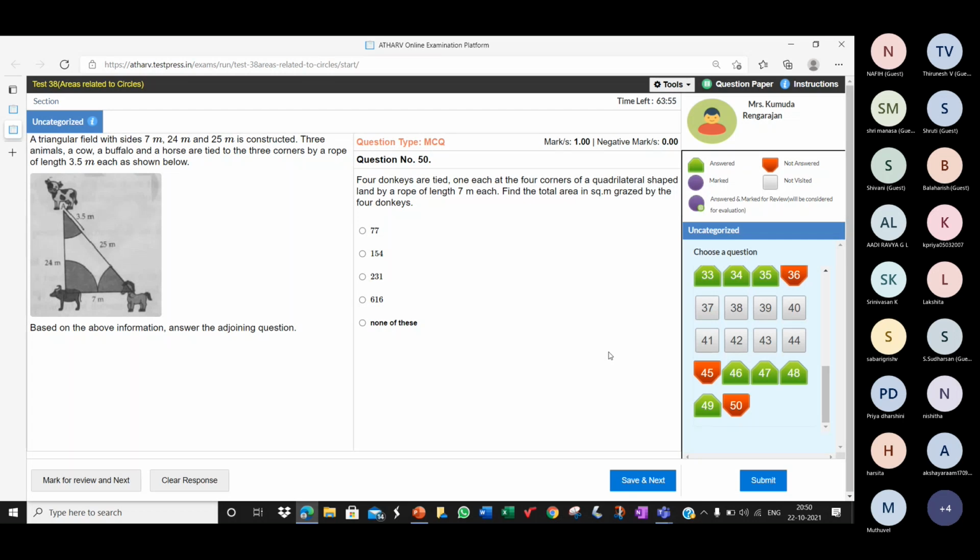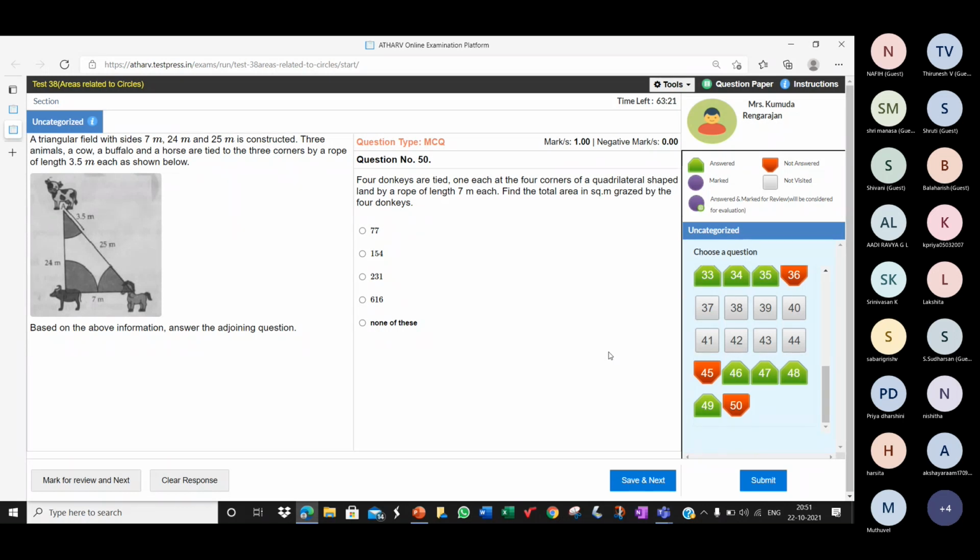So the total area that will be grazed by the four donkeys will be angle A by 360 into pi r square plus angle B by 360 into pi r square plus angle C by 360 into pi r square plus angle D by 360 into pi r square. Somebody else tell me what is common? Ma'am, pi r square by 360 is common.